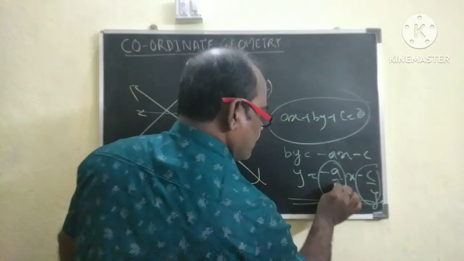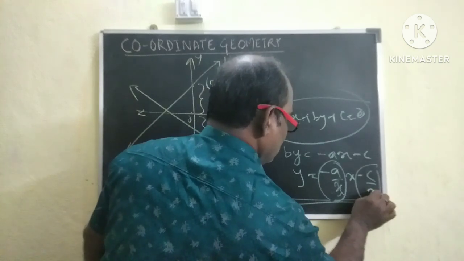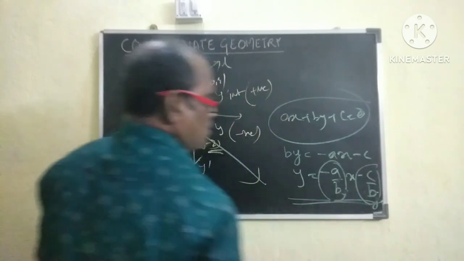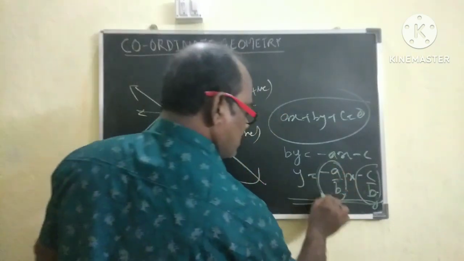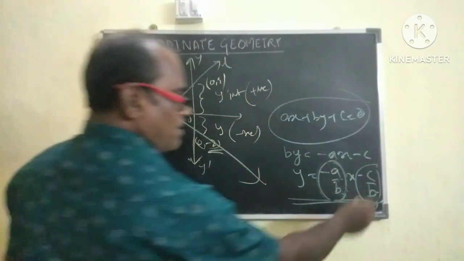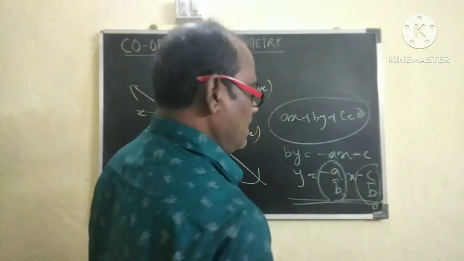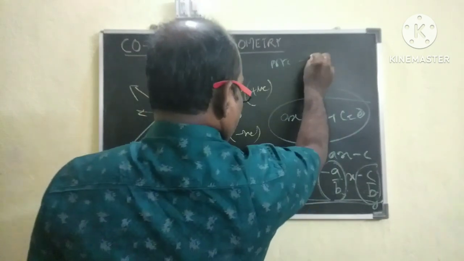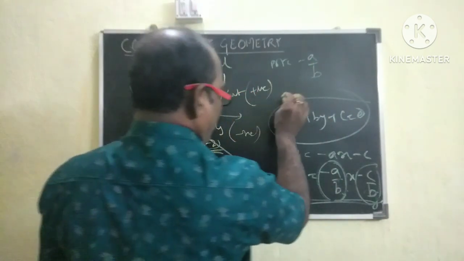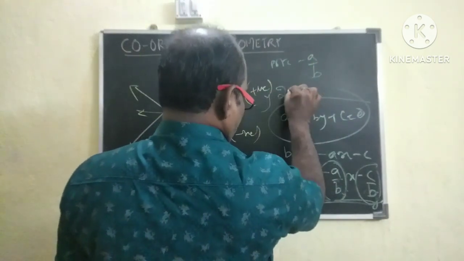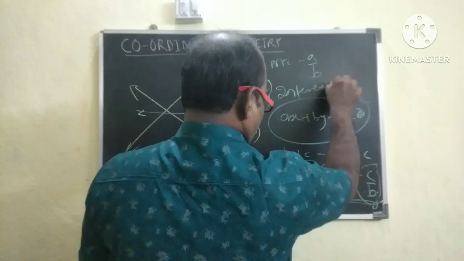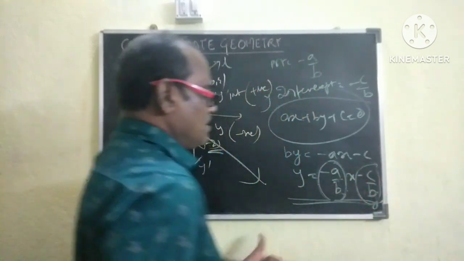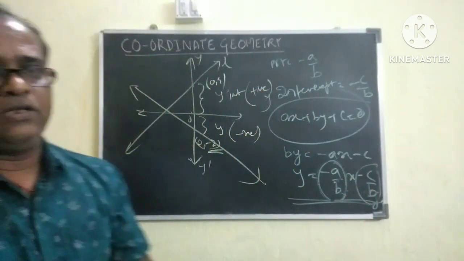Sorry, it is here x and it is here, no sorry, it is here b and this is b. So we can say that minus a by b is the slope here, and minus c by b is the y-intercept. So from here we can write m is equal to minus a by b and y-intercept equals minus c by b. So with this I think the chapter is finished in your syllabus.